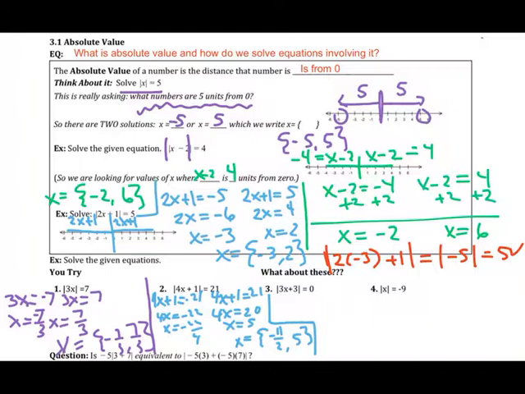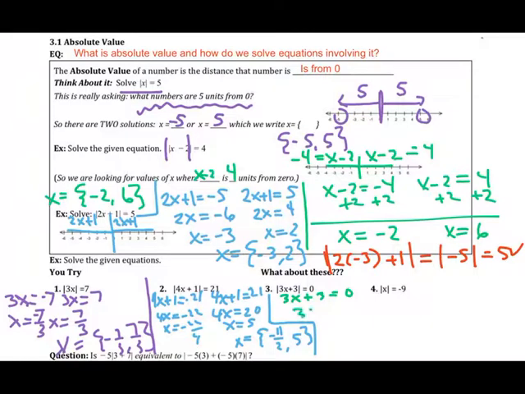Number 3 says 3x plus 3 is 0 units away from 0. Let me say that again. 3x plus 3 is 0 units away from 0. What that means is it's not above 0 and it's not below 0. It has to be exactly 0. So how many equations are we going to be able to set up? We're only going to be able to set up one equation because it's exactly at 0.